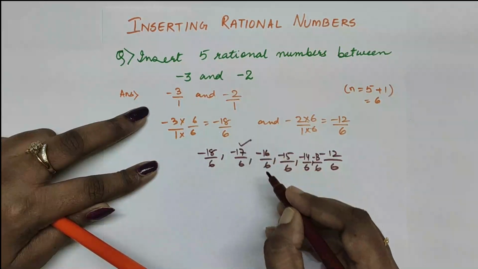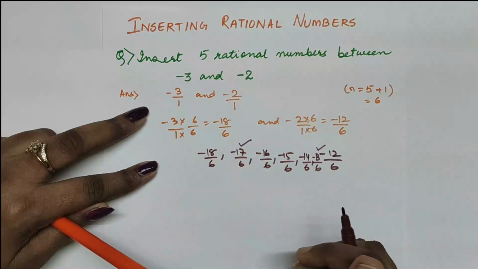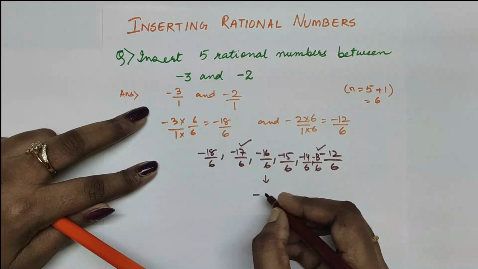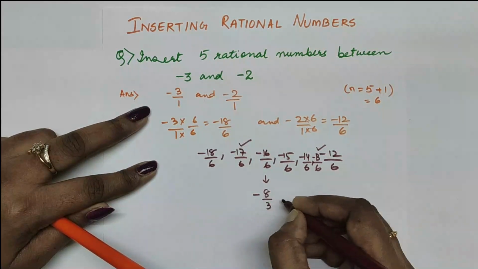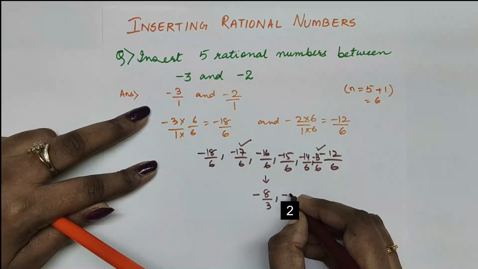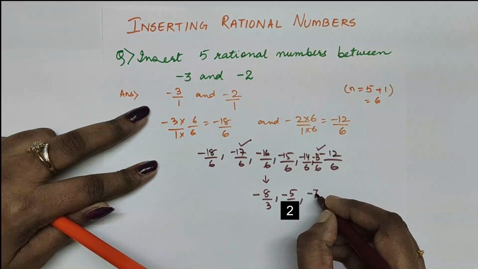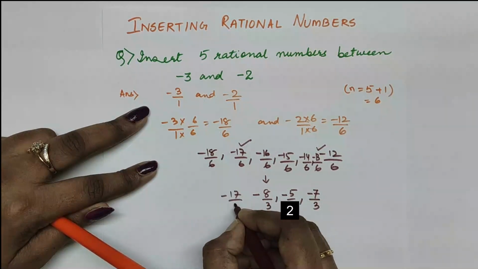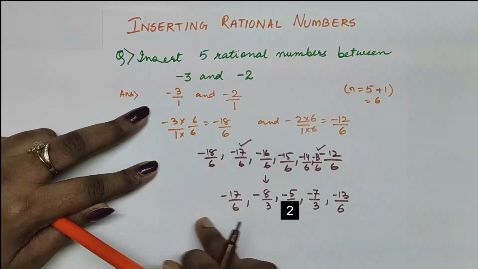These numbers I can use directly. These two numbers I cannot reduce, but these I can reduce. Whichever can be reduced, always write in the reduced form. So this can be divided by 2, I get -8/3. This can be divided by 3, I get -5/3. This can again be divided by 2, I get -7/3. So the numbers in between these two rational numbers will be the following set.